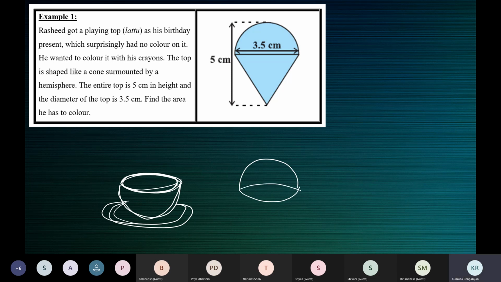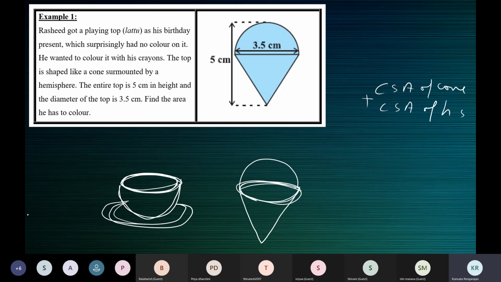The hemisphere has the circle, but the circular region of the hemisphere and the circular portion of the cone are stuck. So both of them are not visible to be painted. So what is visible is the CSA of the cone and the CSA of the hemisphere. Add these two. The area to be painted is the CSA of the cone plus the CSA of the hemisphere.